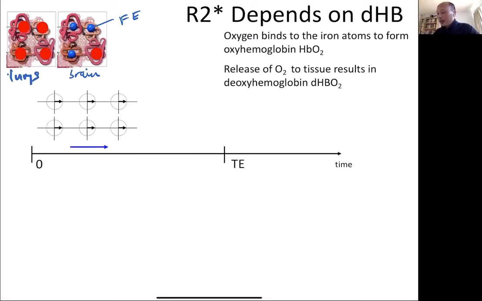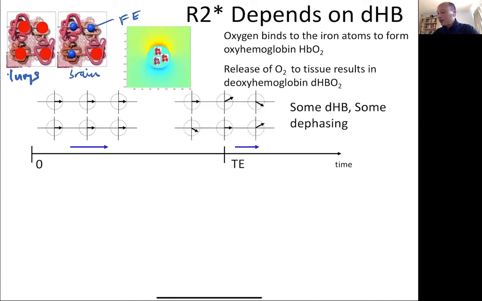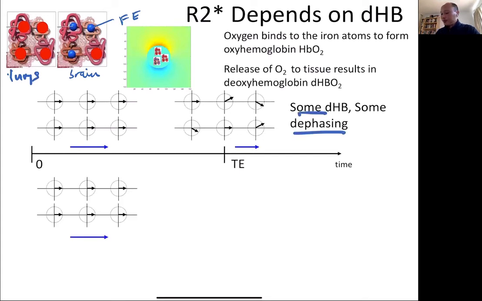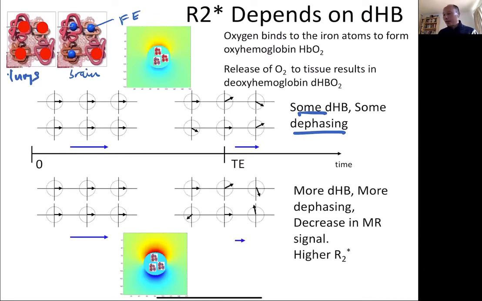So the picture is this: let's say we have a condition where some of the iron is exposed, but not too much. So there's some moderate dephasing of the spins. There's some deoxyhemoglobin, and so some dephasing. Now, if a lot more oxygen became offloaded, then much more of the iron would be exposed. And so there'd be more deoxyhemoglobin, more dephasing, a decrease in the MR signal, and higher R2 star. That's the basic physical picture to have in mind in terms of what's going on with fMRI: it's really related to how much deoxyhemoglobin is there.